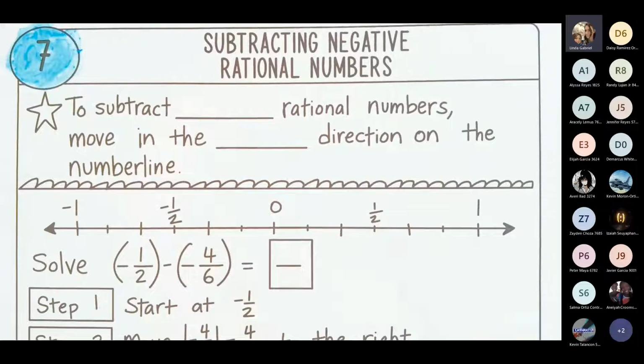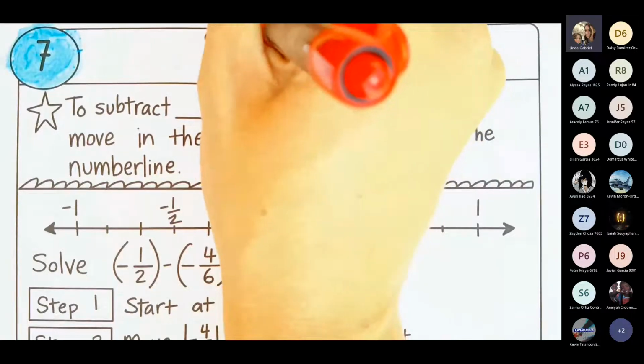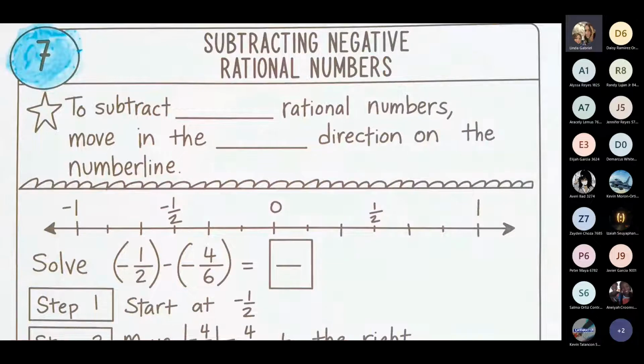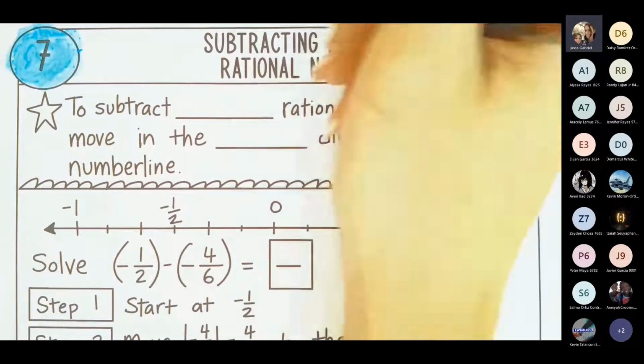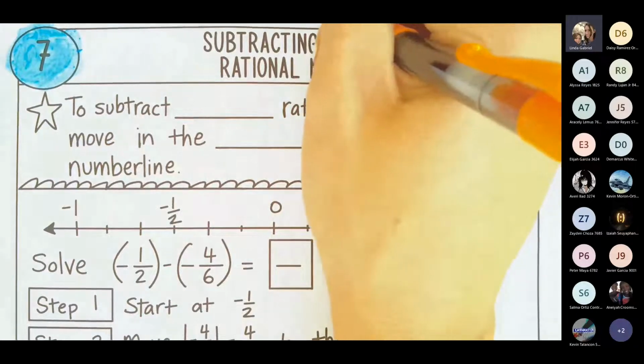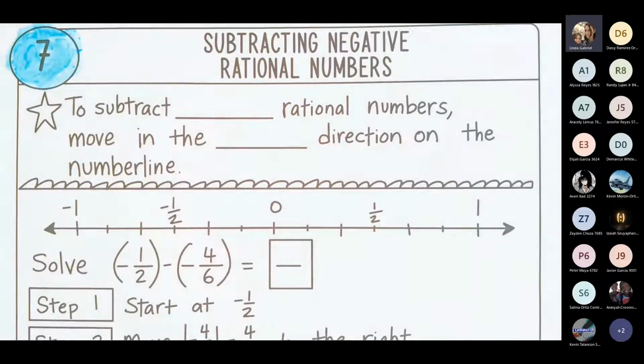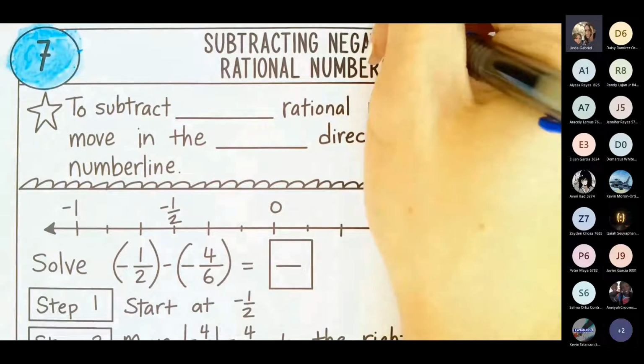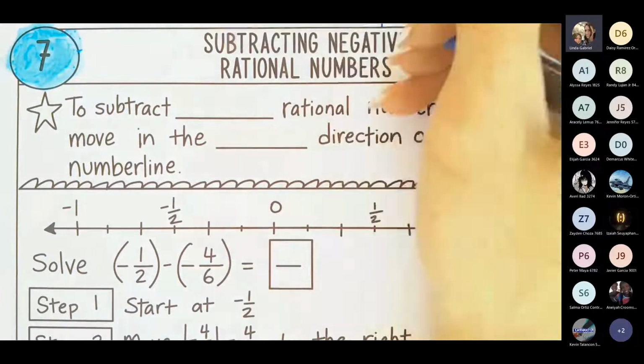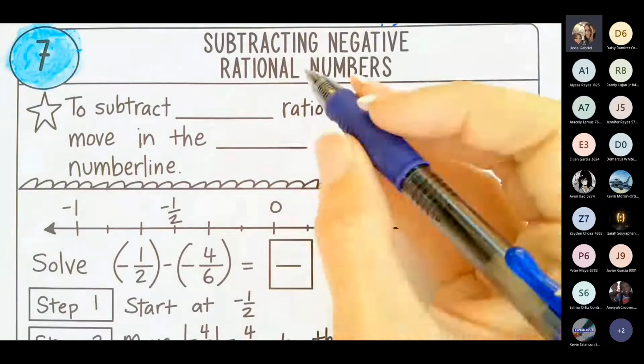All right, so today we are going to be subtracting negative rational numbers. We can let that rational number be represented by y. Okay. Here is my negative number.